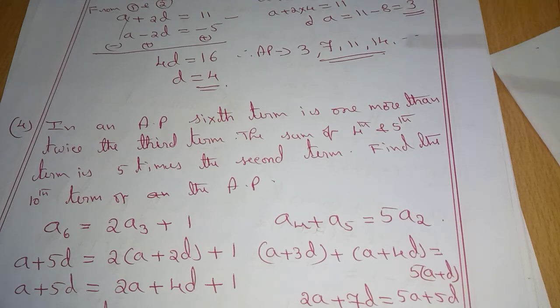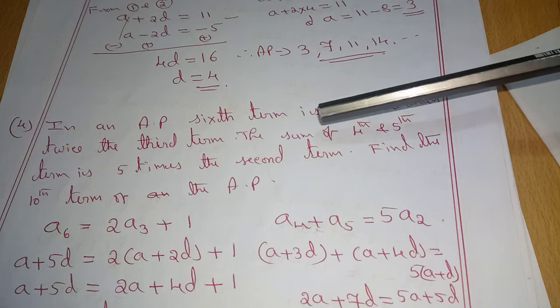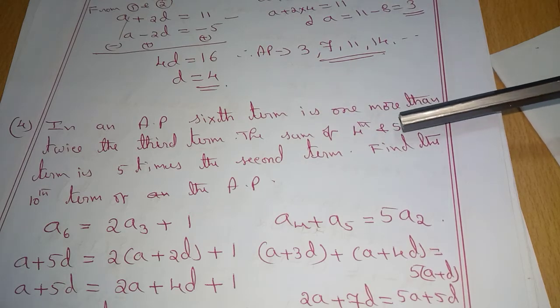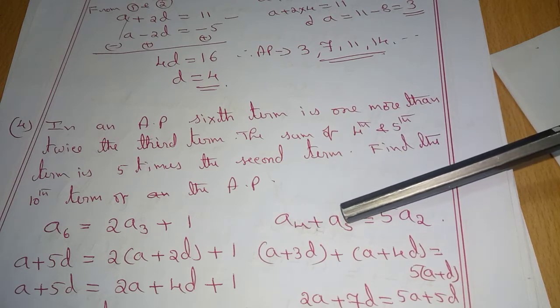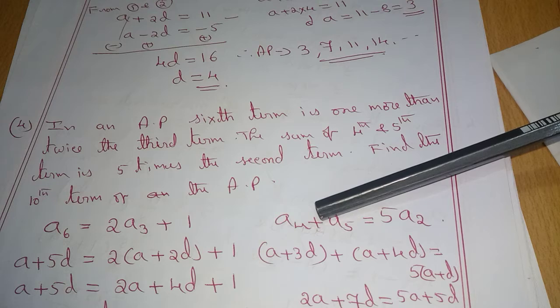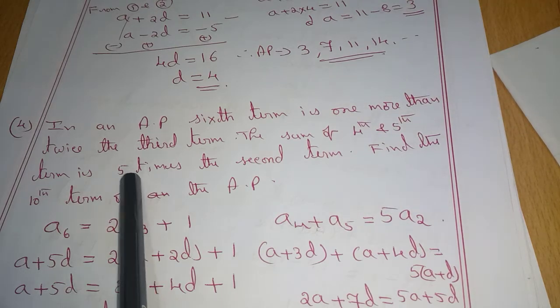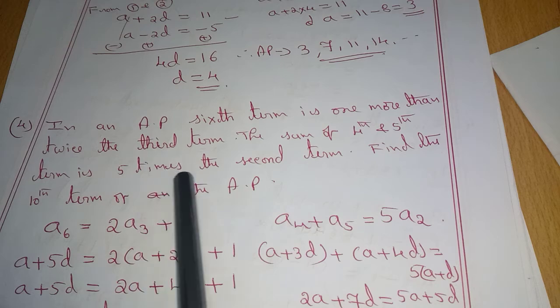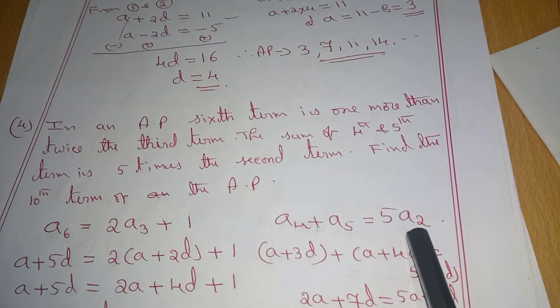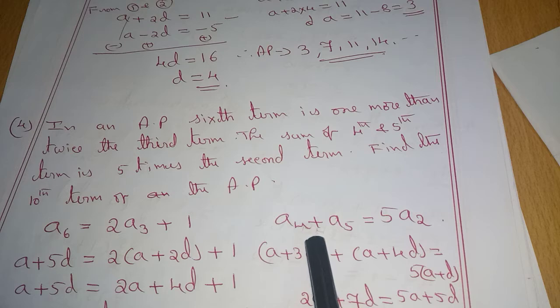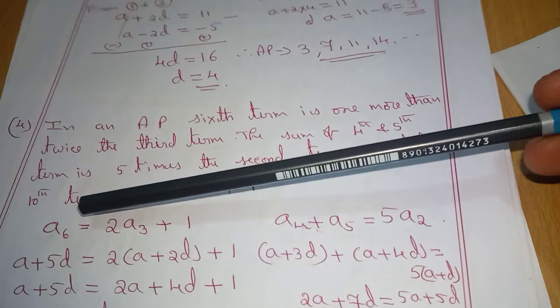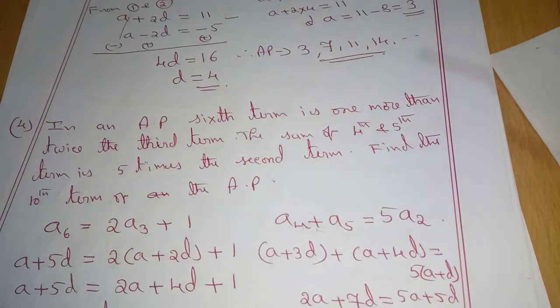Wrote the first equation. Now let us write the second equation. Sum of fourth and fifth terms. How do you write fourth and fifth term? A4 and A5. Their sum, plus in between, is equal to 5 times second term, 5 into A2. One equation, A6 is equal to 2A3 plus 1. Second equation, A4 plus A5 is equal to 5A2. Then using the nth term formula, write the values and substitute.